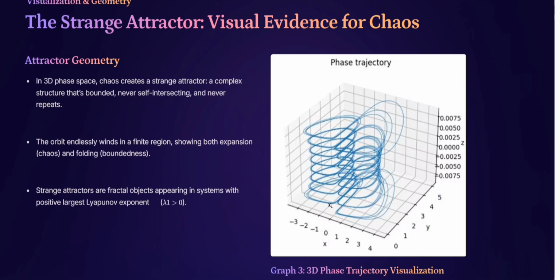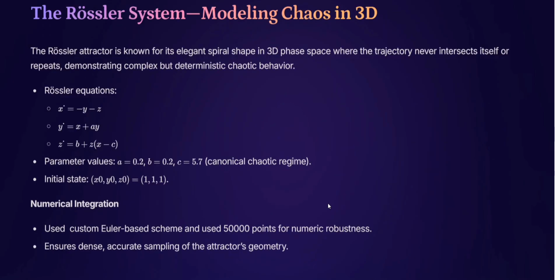Visualization and geometry. The strange attractor, visual evidence for chaos. Attractor geometry. In 3D phase space, chaos creates a strange attractor, a complex structure that's bounded, never self-intersecting, and never repeats. The orbit endlessly winds in a finite region, showing both expansion, that is chaos, and folding, that is boundedness. Strange attractors are fractal objects appearing in systems with positive largest Lyapunov exponent lambda 1 greater than 0, and the phase trajectory is given below.